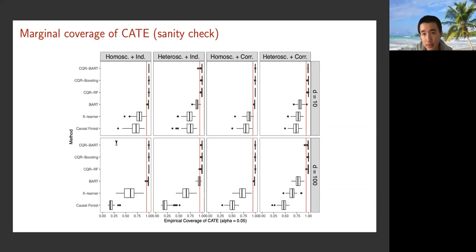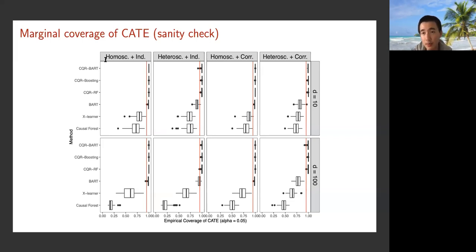So here we consider 6 methods, and 3 of them at the bottom are the ones I introduced at the beginning. They are BART, X-Learner, and causal forest. BART is a Bayesian method, and these 2 are frequentist methods. All 3 methods are designed to produce intervals that cover CATE. For our method, we choose 3 learners. One is BART, the other is quantile boosting, and the third is quantile random forest. The last 2 can give you estimates of the 5th and 95th percentiles. But the first one can also do that, because it is a Bayesian method.